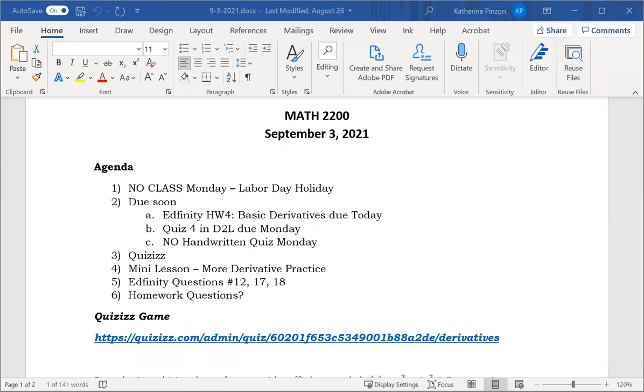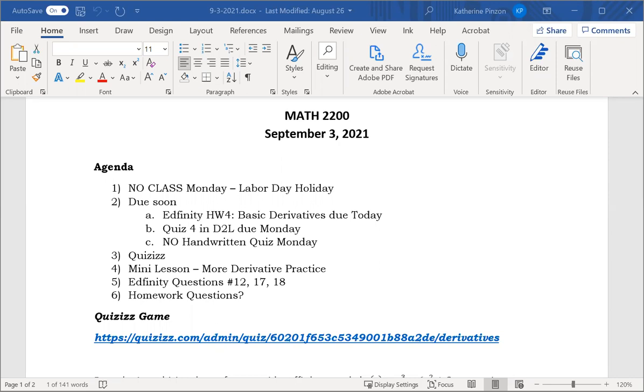So before we start, I have some reminders for you. Monday is a holiday, campus is closed, so there's no class, and you won't have any other classes, including mine. Tonight, your homework for basic derivatives is due. On Monday, your quiz 4 is due. Remember, you don't have to wait till Monday to take that. You can take that anytime.